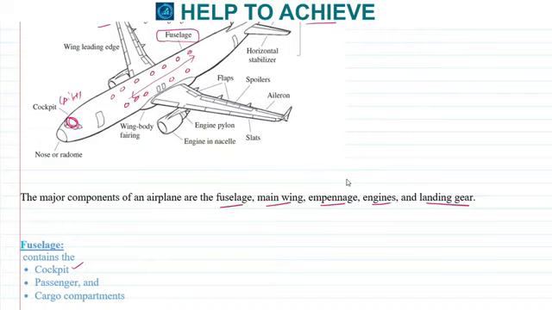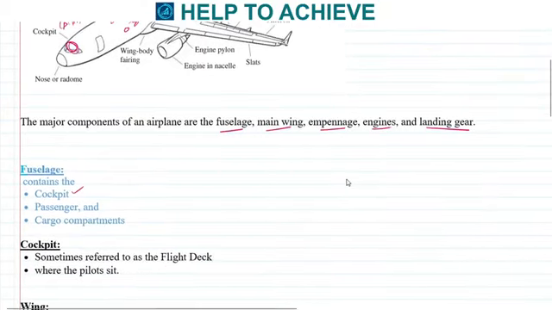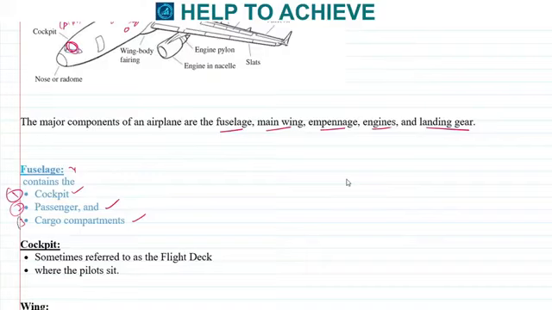And also these are the cargo components. I mean, some of the luggage of the passengers will be kept inside the aircraft, so that is nothing but the cargo compartments, you can say. So the fuselage consists of these three parts: the cockpit, the passengers, and the cargo compartments. So in general you can say this is the main body of an aircraft. Okay.